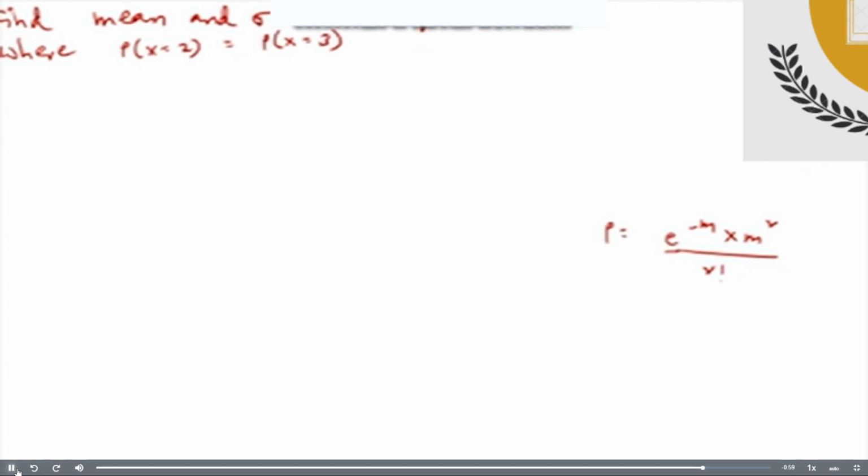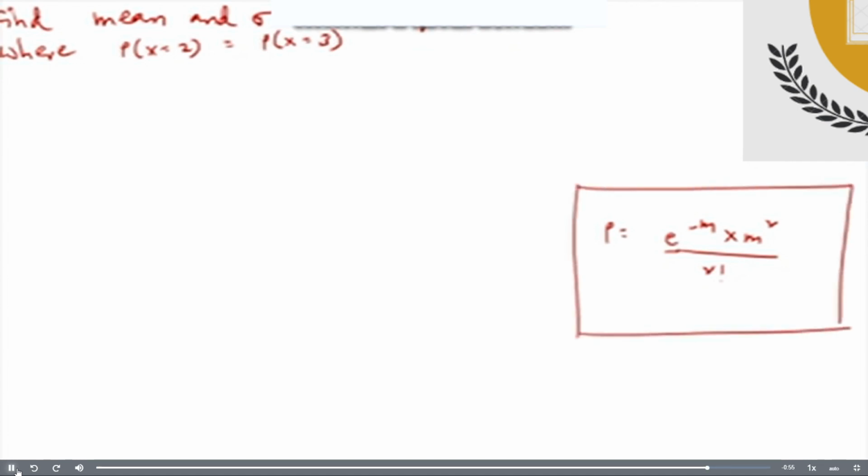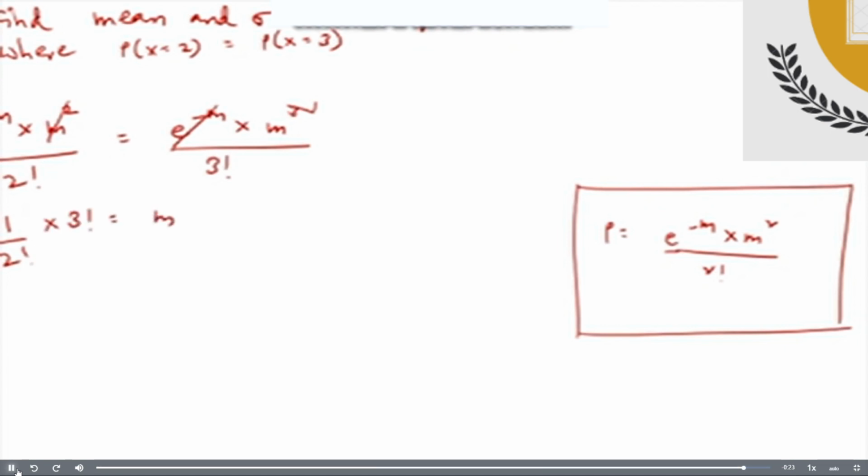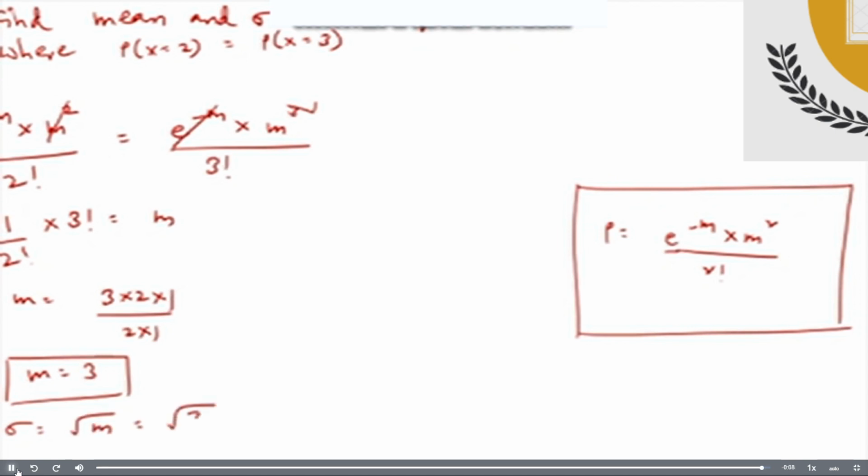Okay, here first you will recollect the formula. P is equal to e to the power minus m into m to the power r by r factorial. So here P of x equal to 2 is e to the power minus m into m to the power 2 by 2 factorial, that is equal to e to the power minus m into m to the power 3 by 3 factorial, because r is 3. Here I can cut out this and I will cut out this. So I get 1 by 2 factorial is equal to m by 3 factorial. M is equal to 3 into 2 into 1 by 2 into 1. M is equal to 3. This is the mean. Standard deviation is equal to root m, which is equal to root 3. So that is also done. Copy this down.